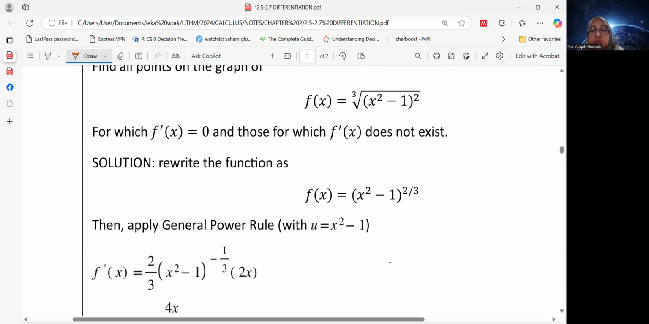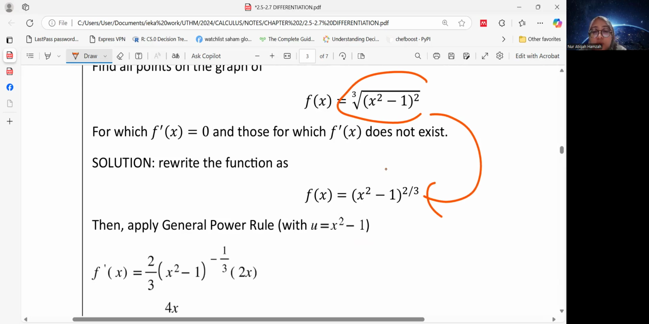So, bila jumpa soalan macam ni, macam yang kita dah discuss minggu lepas, kita tak semestinya directly terus ambil dan selesaikan. Mungkin ada soalan yang kita perlu lakukan pengubahsuaian terlebih dahulu. Permudahkan soalan tu supaya jalan kerjanya juga jadi lebih mudah. Untuk kes ni kita tahu yang bila keadaan macam ni kita boleh tulis dalam bentuk seperti ini. Dia jadi x square minus 1 to the power of 2 over 3.